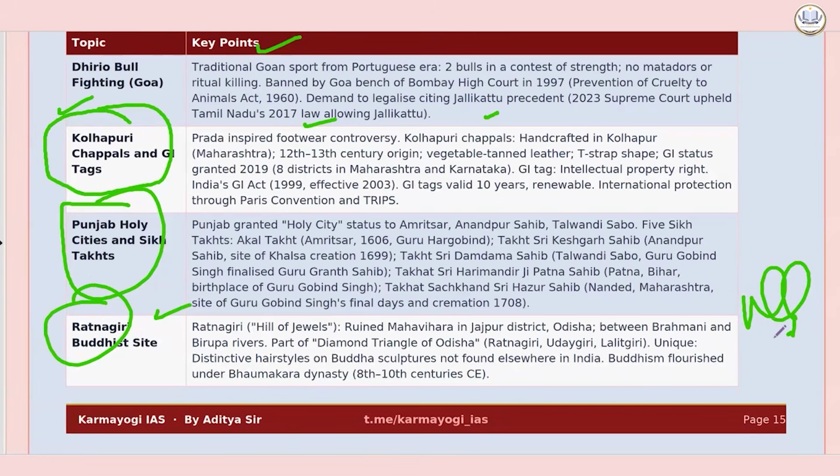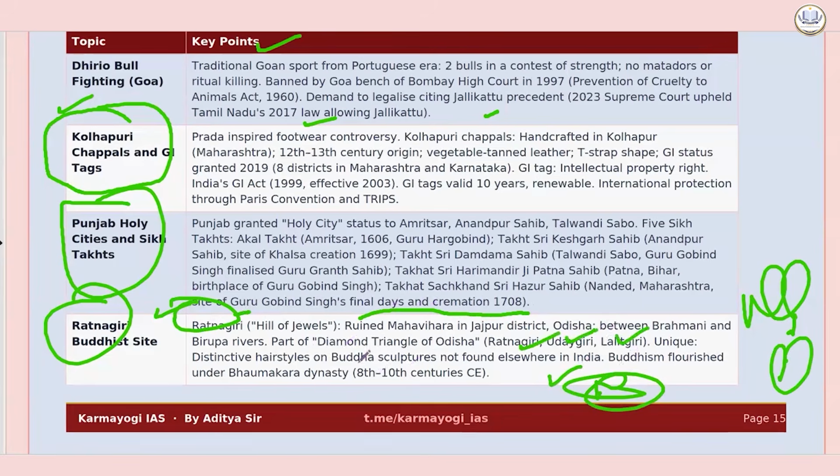Buddhism flourished under the Bhaumakara dynasty. So Ratnagiri Hills is a renowned Mahavihara in Jajpur district. So it is not the Ratnagiri of Maharashtra, sorry, okay? It is of Odisha, okay? Jajpur district. There is a diamond triangle: Ratnagiri, Udayagiri, Lalitgiri.